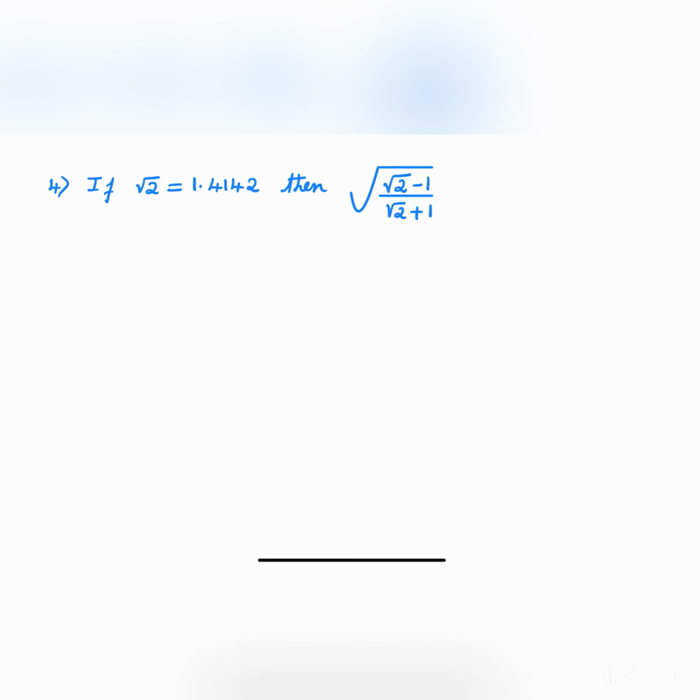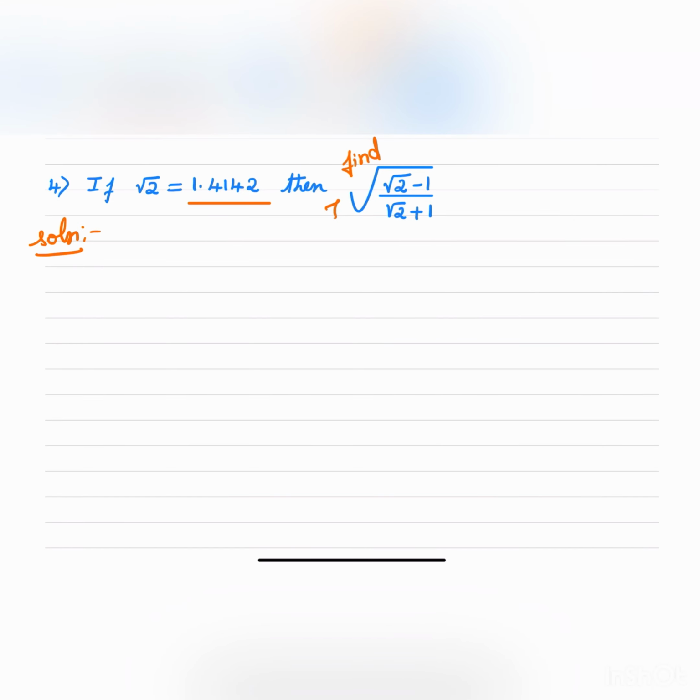Okay. Yes, we'll go for the next one, the last one in this video. If root 2 is equal to 1.4142, then find the square root of root 2 minus 1 by root 2 plus 1. Okay. Our irrational numbers are inside the square root of root 2 minus 1 by root 2 plus 1.